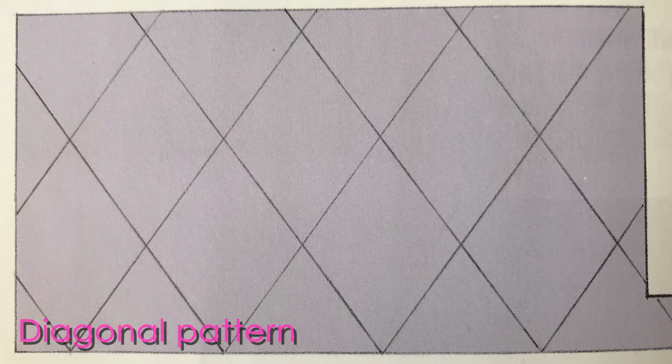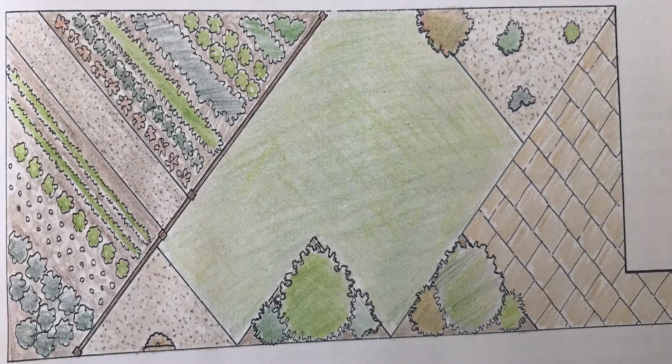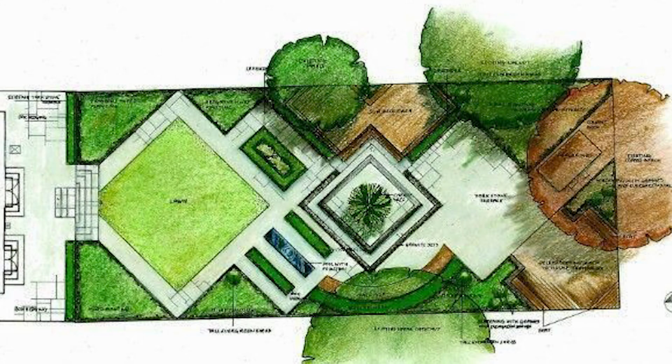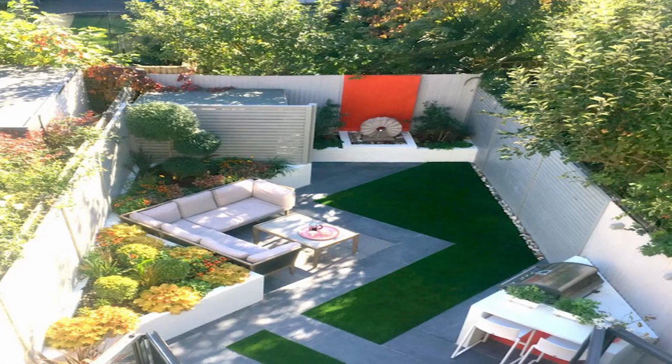And the last one is a diagonal pattern, and this design actually creates the illusion of space by taking the eye along and across the garden. So start by drawing grid lines at 45 degrees to the house or to the main fence, and then draw in the design using the grid as a guide. And here you have some of the diagonal themed gardens.